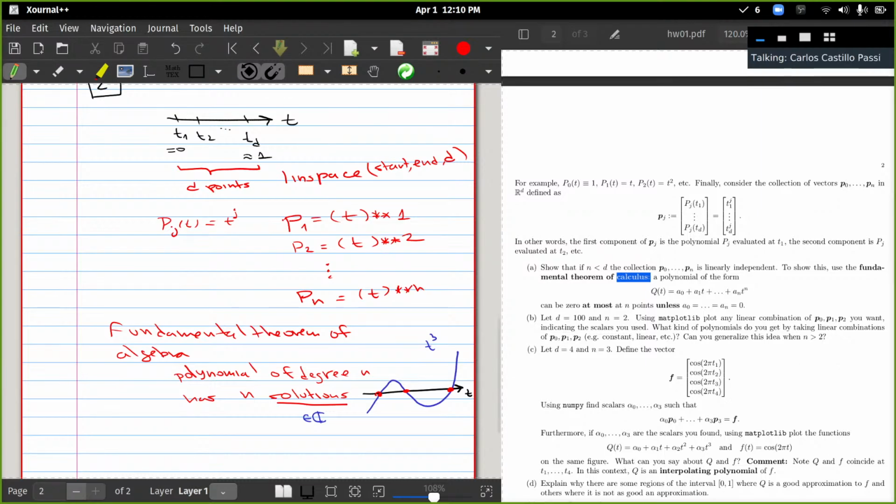None of you have any idea how to start this? Let me see the chat. Maybe we do the derivative of the polynomial. I don't think that's the idea of the question.